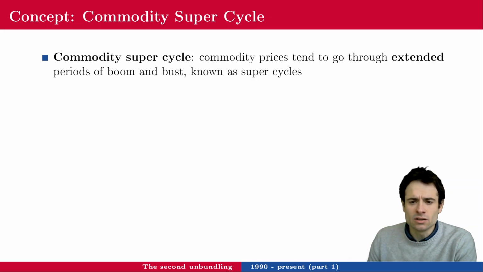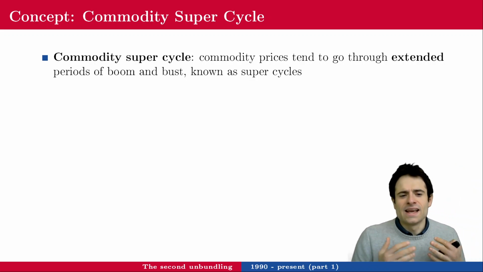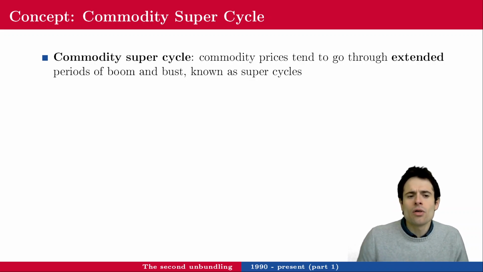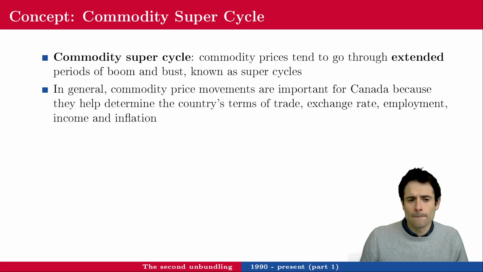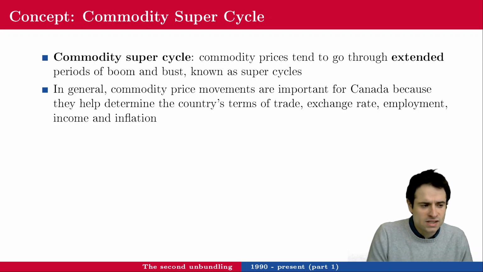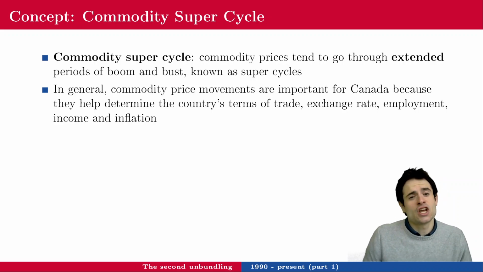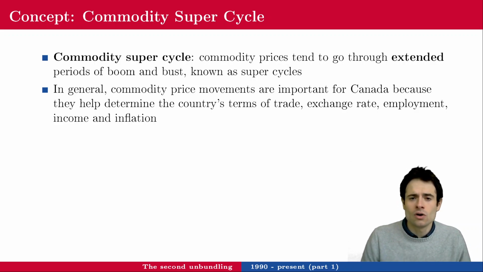A commodity supercycle is a cycle where we see commodity prices go through extended periods of either boom or bust. Because those periods are extended and those changes are pretty sharp, we call them supercycles. In general, commodity price movements are important for Canada because they help determine the country's terms of trade, which is the ratio of export prices to import prices. That can help with the exchange rate, how the Canadian dollar does with respect to the American dollar or the euro, and so on. That can also have an impact on employment through exports and imports, and also income and inflation.